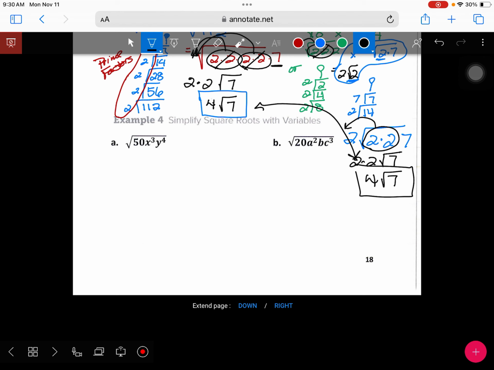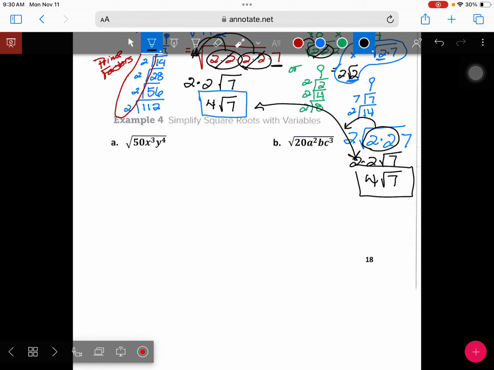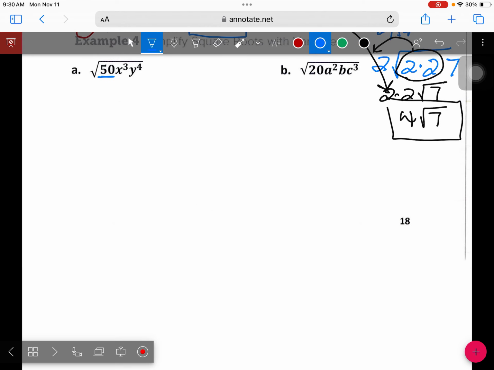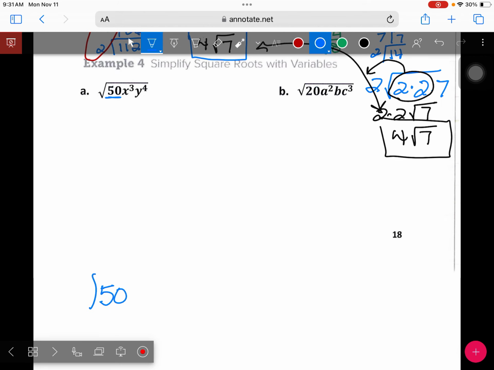Now, let's add some variables. All right, first of all, let's do the coefficient. I feel pretty confident you can do that. So you need to take 50, the coefficient of that expression. Divide it by 2, or you could have divided it by 5. Same thing. I get 25, divided by 5. Remember, these are only prime numbers.